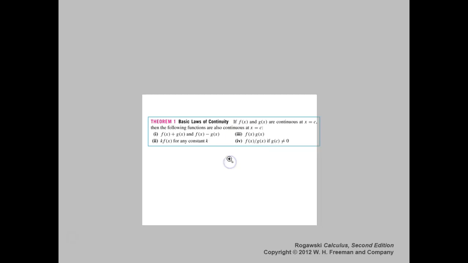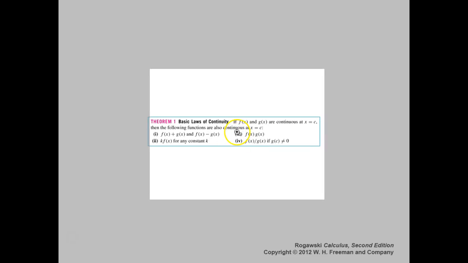I think they're going to get to it, but they're going to do theorem 1 first. So let's do theorem 1, and then we'll come back and hit that last type of discontinuity.